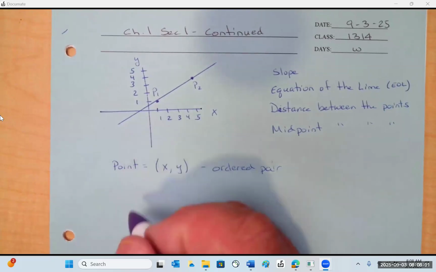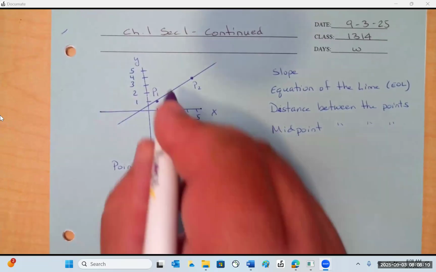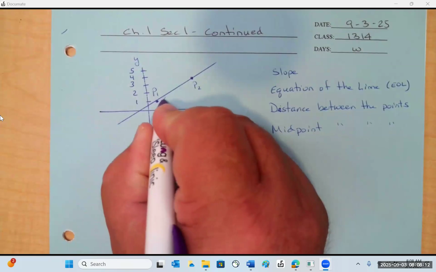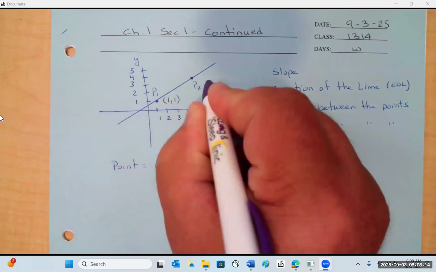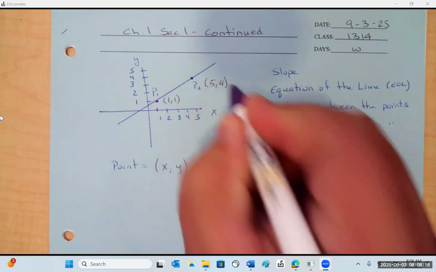So let's look at these 2 points. What are the locations of those 2 points? Or we can also say the coordinates of those 2 points. What are the coordinates? 1, 1, and this one? 5, 4. Yep.